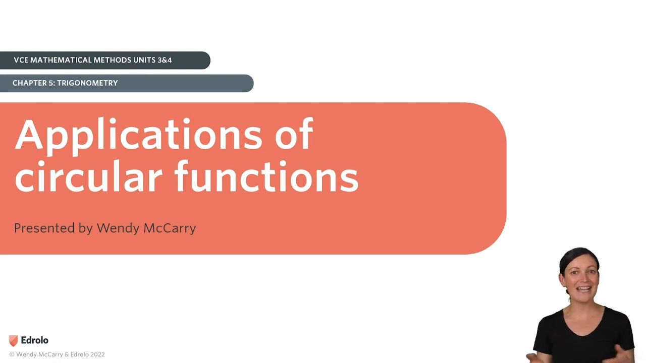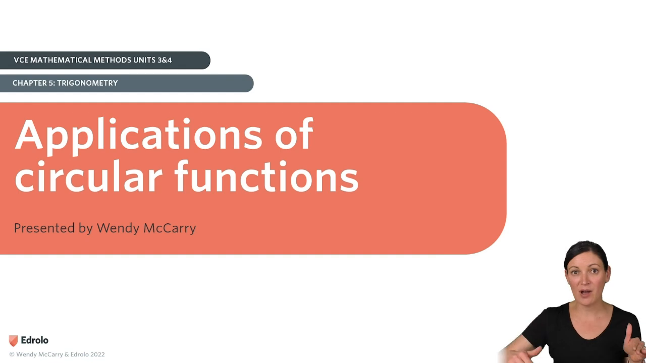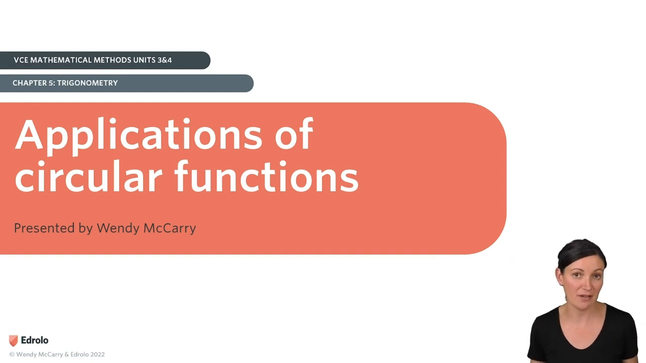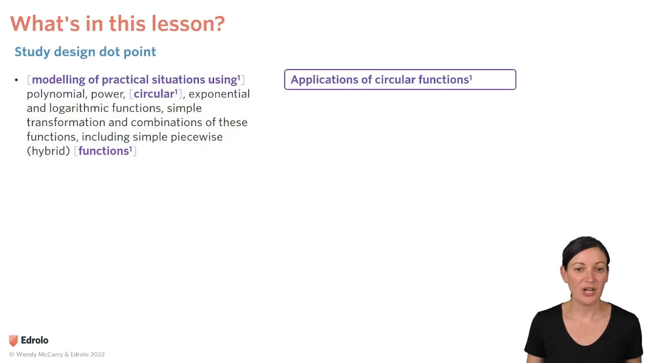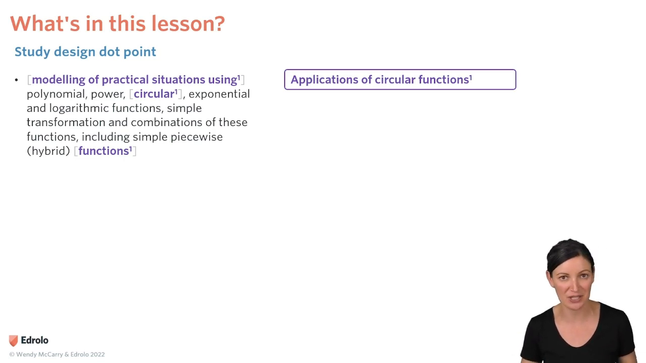All that to say that something like a roller coaster could actually be modeled on a sine or a cosine function. So what we're going to look at in this lesson today are some applications of these circular functions that we've been looking at throughout this chapter. Okay, so we're really just going to be looking at different application type questions today, in particular at what we call the circular functions. So those are the sine and cosine functions.